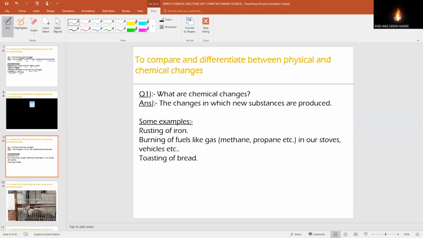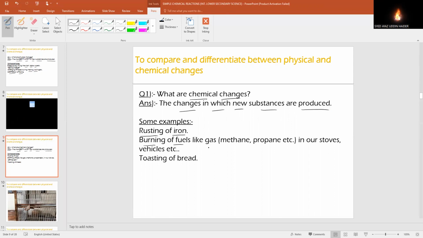Now let's talk about chemical changes. These are the changes in which new substances are produced. Remember, chemical changes are accompanied by the formation of a new substance. Some examples are rusting of iron. You have seen the rusting of iron nails. This is an example of chemical change.